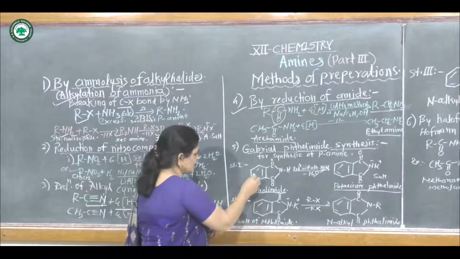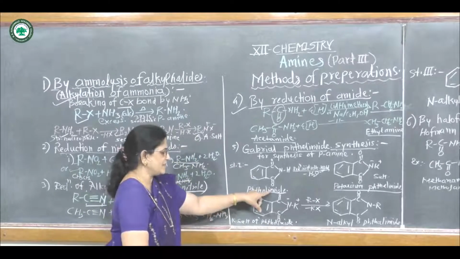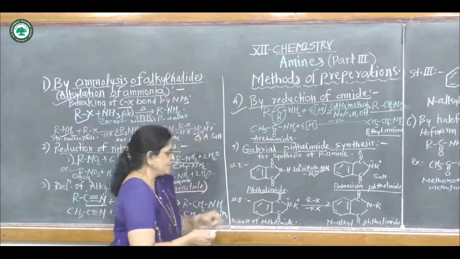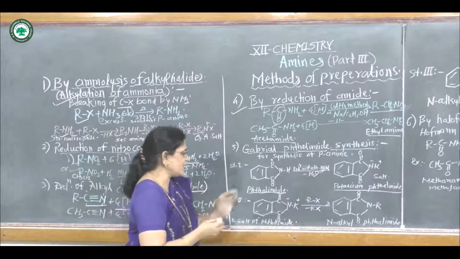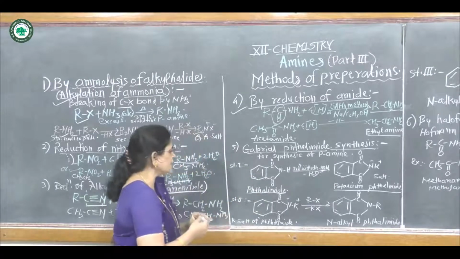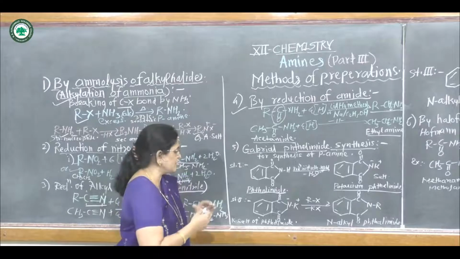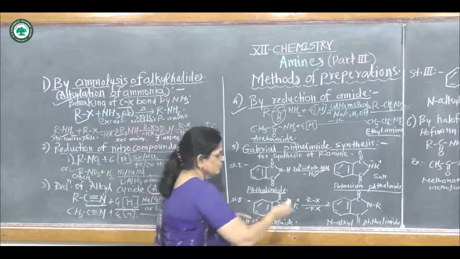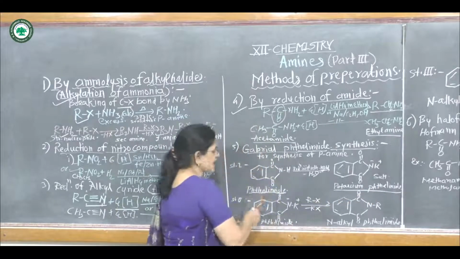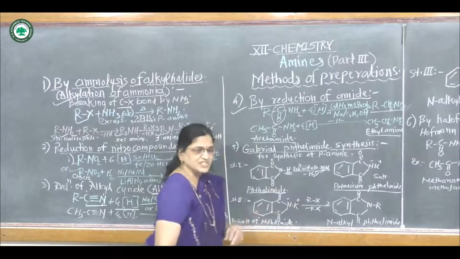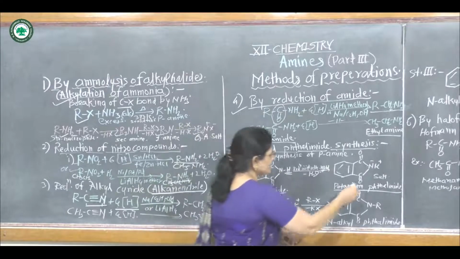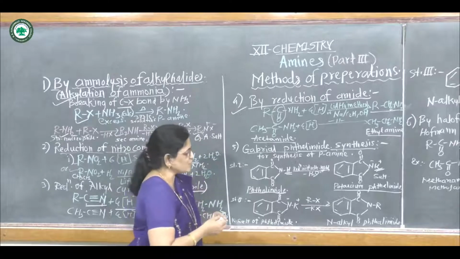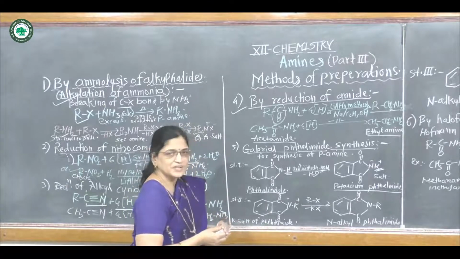Here this compound is called phthalimide, that means the imide of phthalic acid, hence it is called phthalimide. If this phthalimide reacts with alkaline KOH, then it forms potassium phthalimide. In this reaction, the hydrogen atom attached on this nitrogen atom gets replaced by potassium K plus and it forms a salt. It is called the potassium salt of phthalimide.